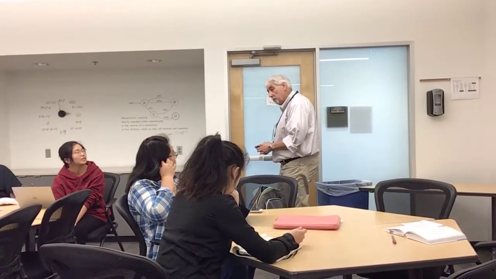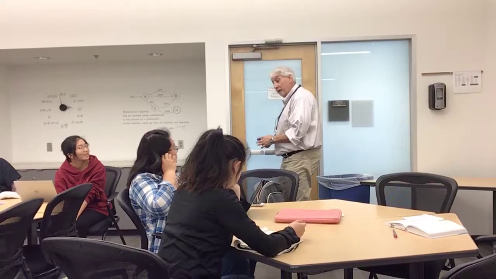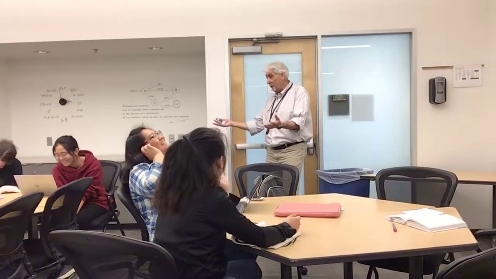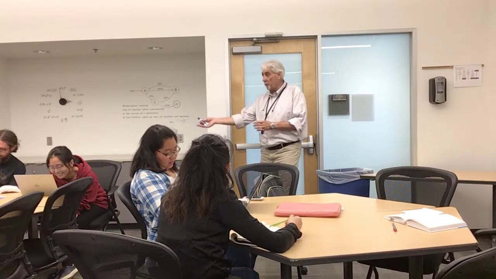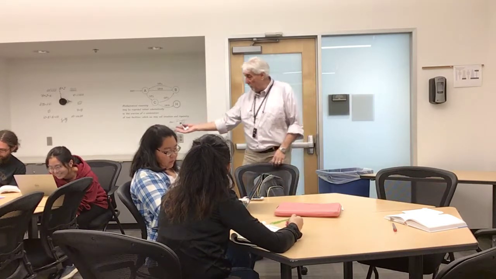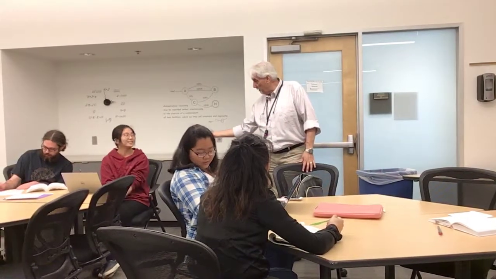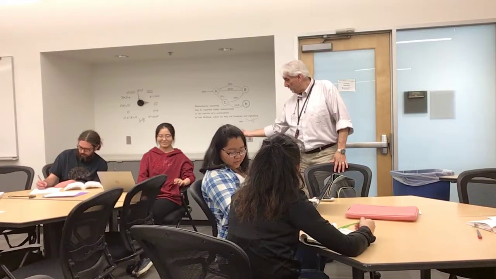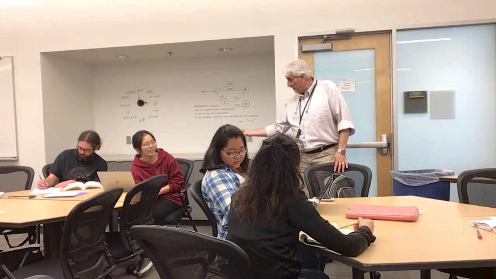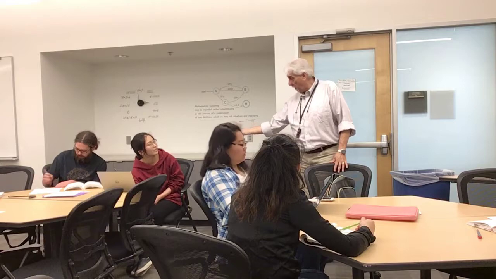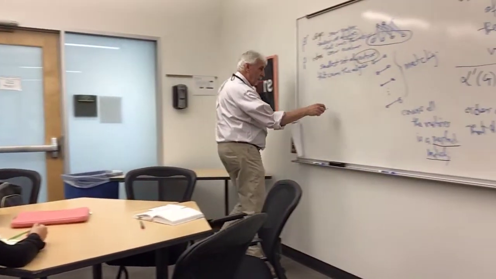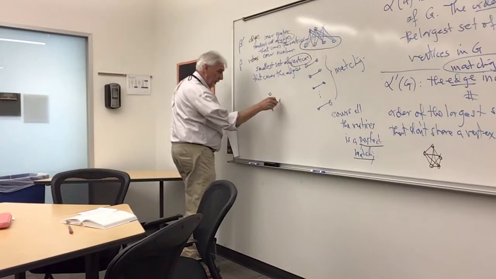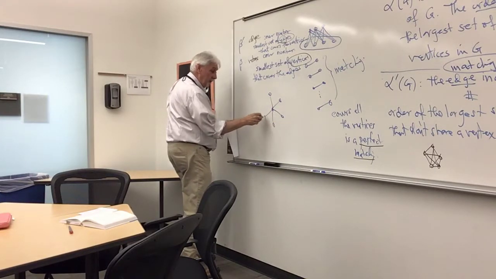N over 2? N minus 1. There's a big difference between N over 2 and N minus 1. Well, so what would N minus 1 be? It's like all the other vertices connect to one. Yeah, that's called a star. So what's the independence number of this tree? By the way, this is a tree, right?